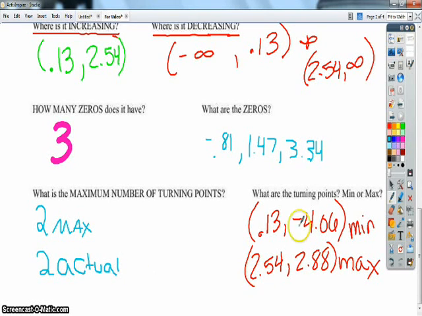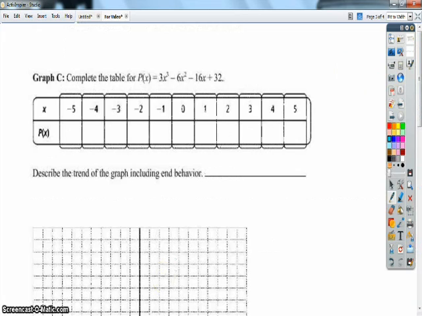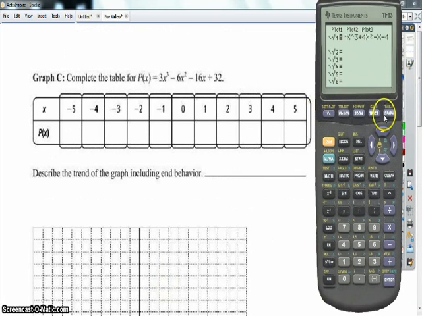Okay, there you go. The last thing I'm going to talk to you very quickly about on this calculator is, I think on the next problem maybe it had to happen. I'm going to put this in just so you guys can see what it's going to look like on your calculator. 3x cubed minus 6x squared minus 16x plus 32. I'm going to hit zoom 6.